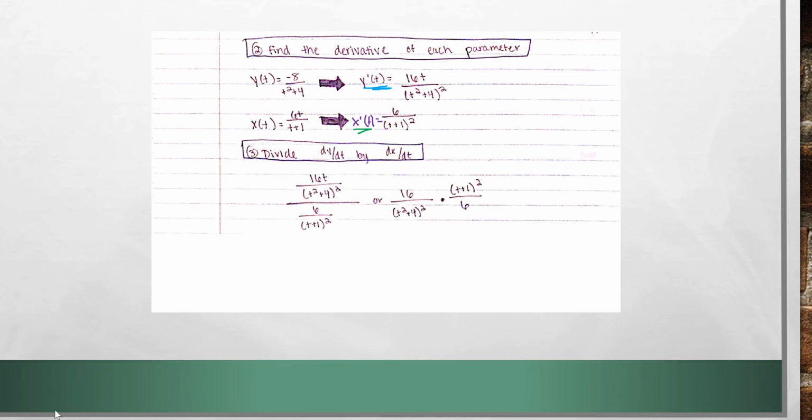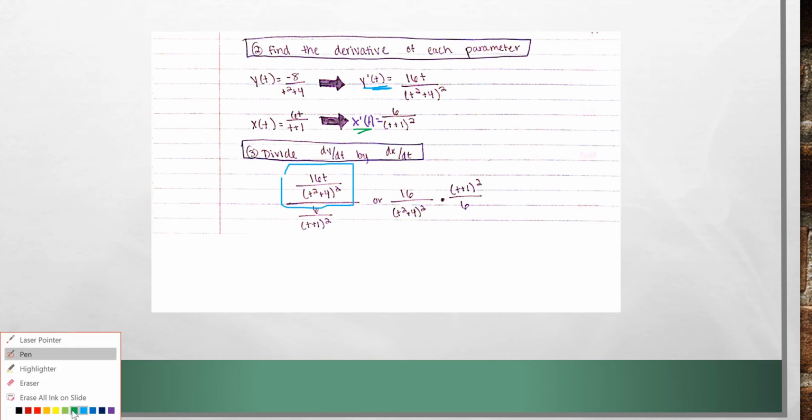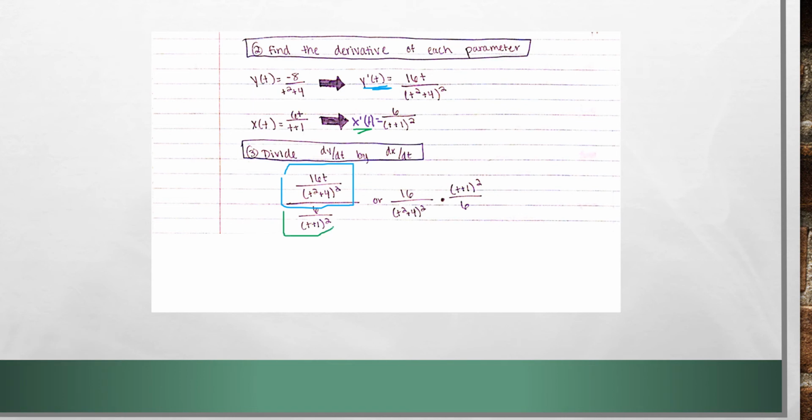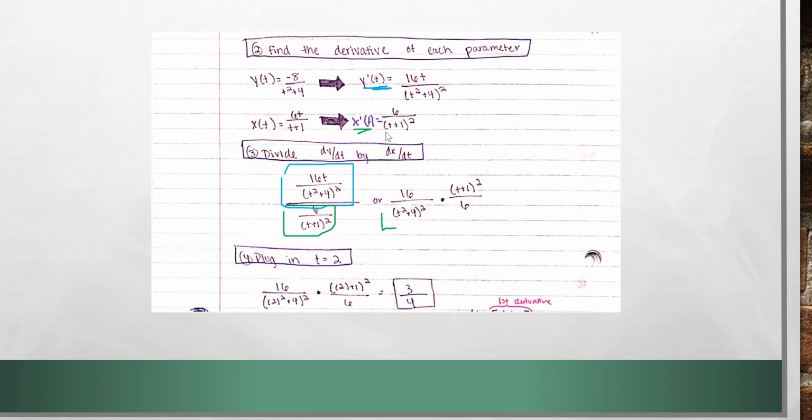When we do that, we have the derivative of the y function on top, and we have the derivative of the x function on the bottom. Now, we know when we divide two fractions by each other, we can just take the first fraction and multiply that by the reciprocal of the second fraction. And the next step to solving this problem is to plug in our point. So when we plug in our point and we go through all the math, we get our answer, 3 over 4.